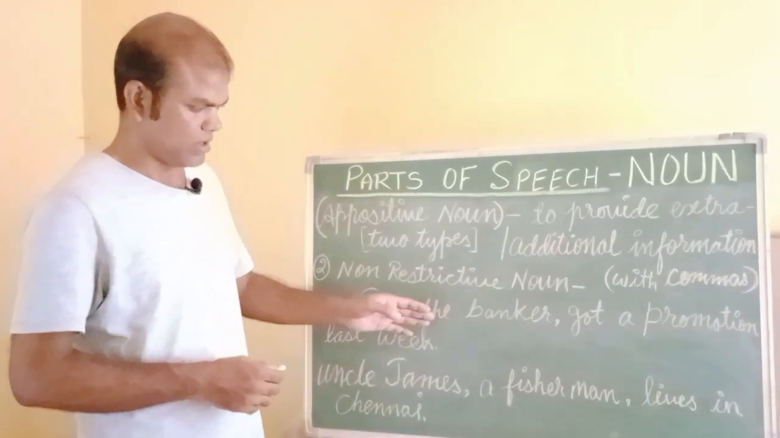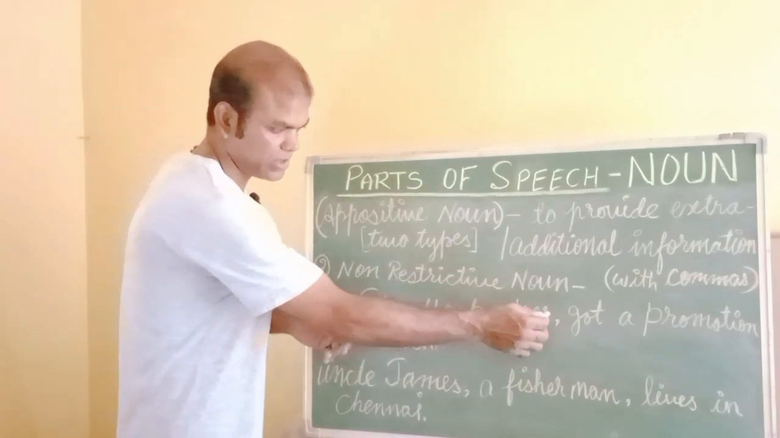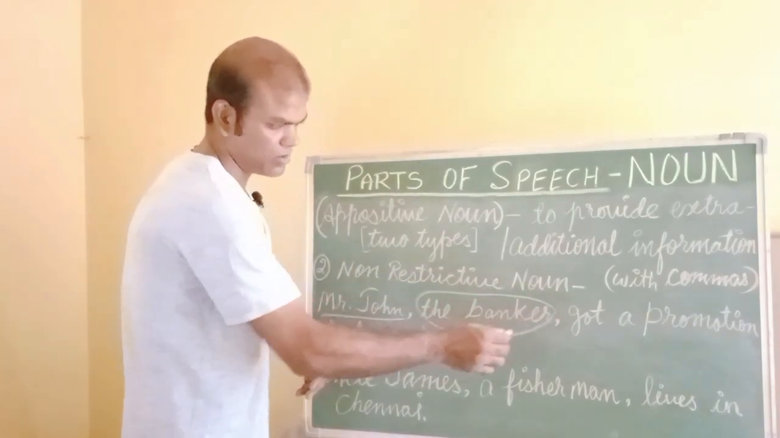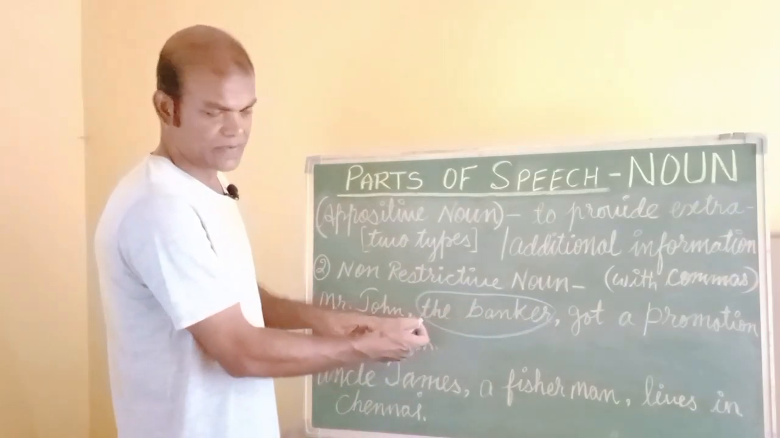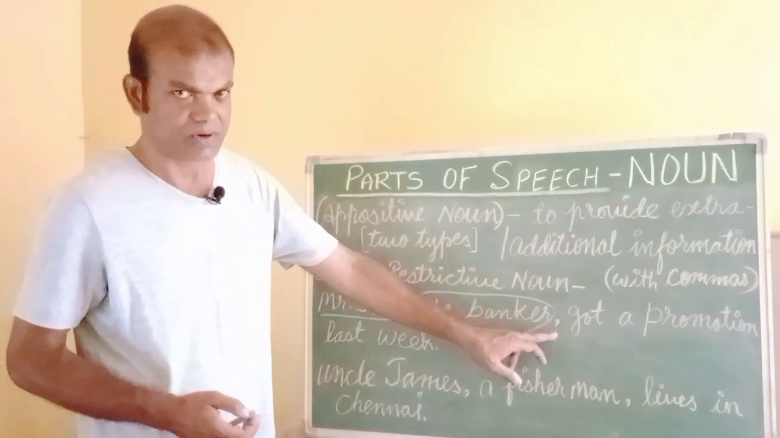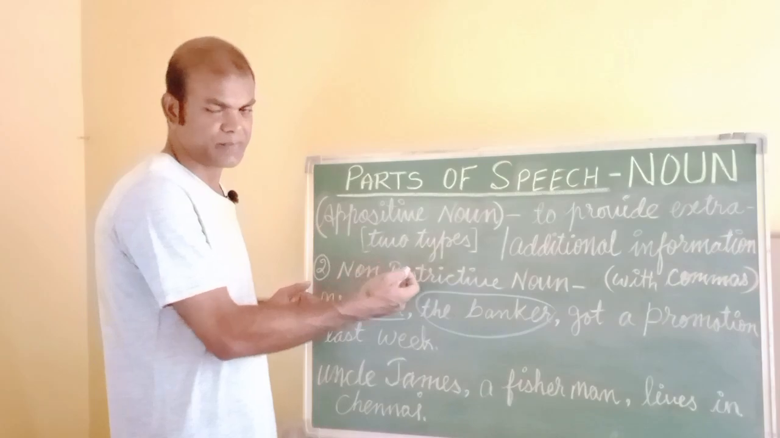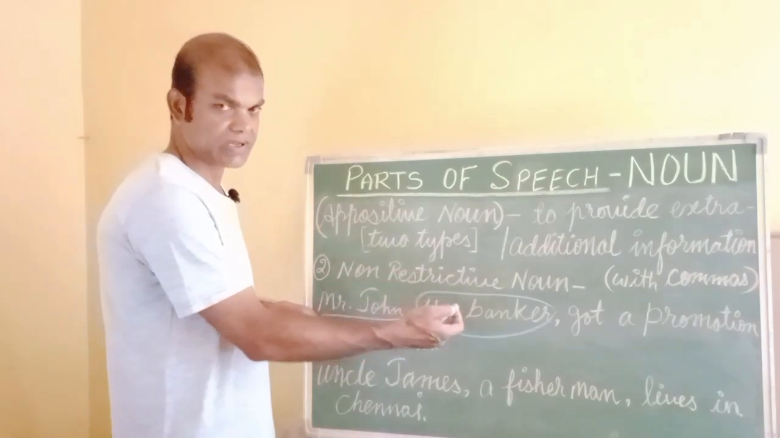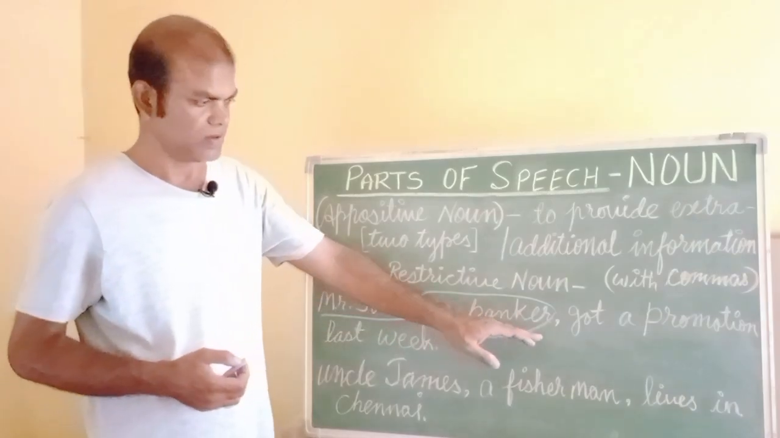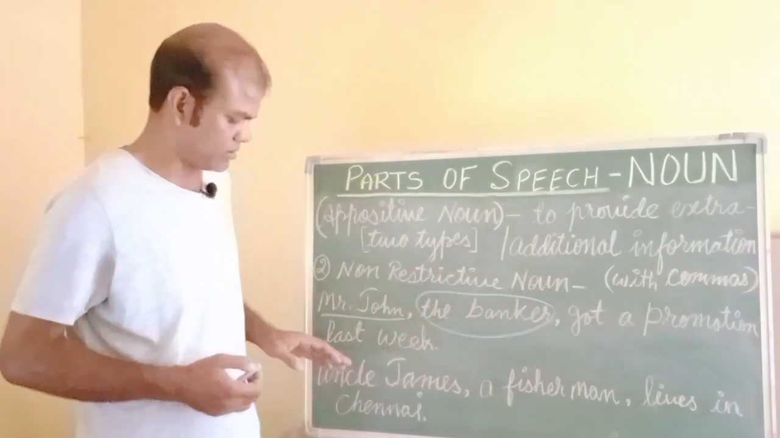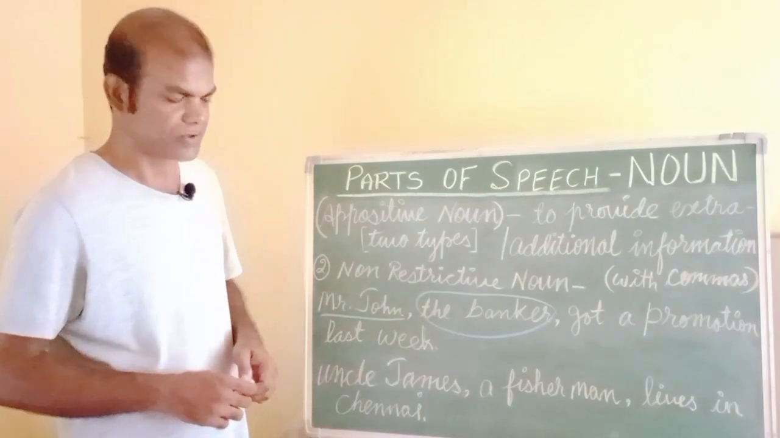Mr. John, the banker. Now notice, this is the appositive noun, a non-restrictive noun. Before the appositive noun we have a comma, and after the appositive noun we have a comma. So whenever we are using this appositive noun in a sentence, we have to keep it between commas. Okay. Mr. John, the banker, got a promotion last week.